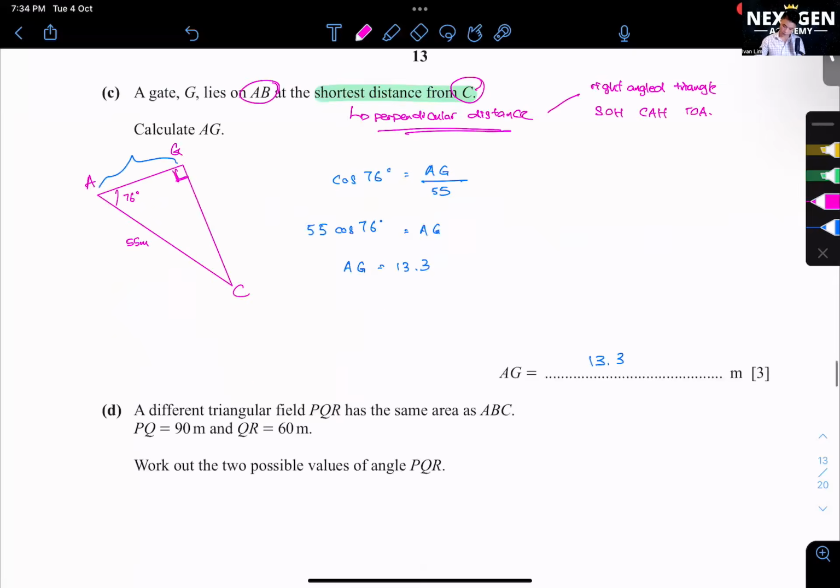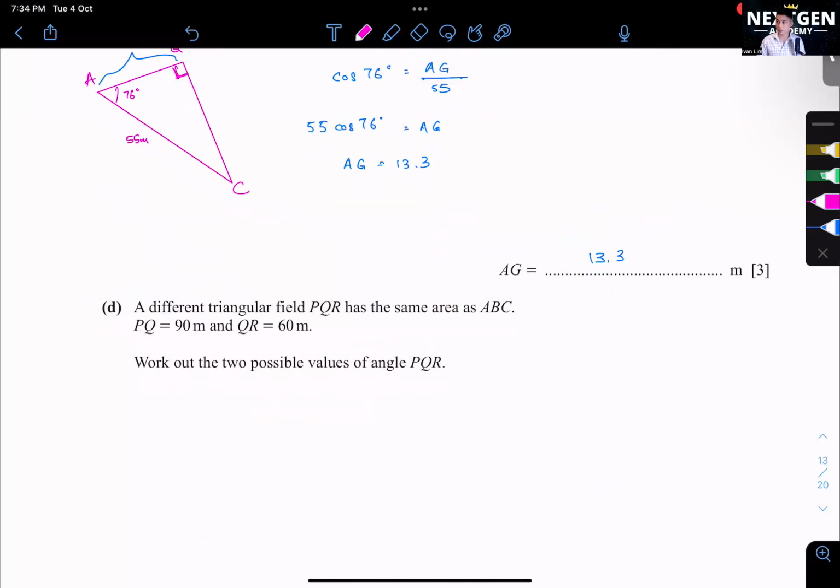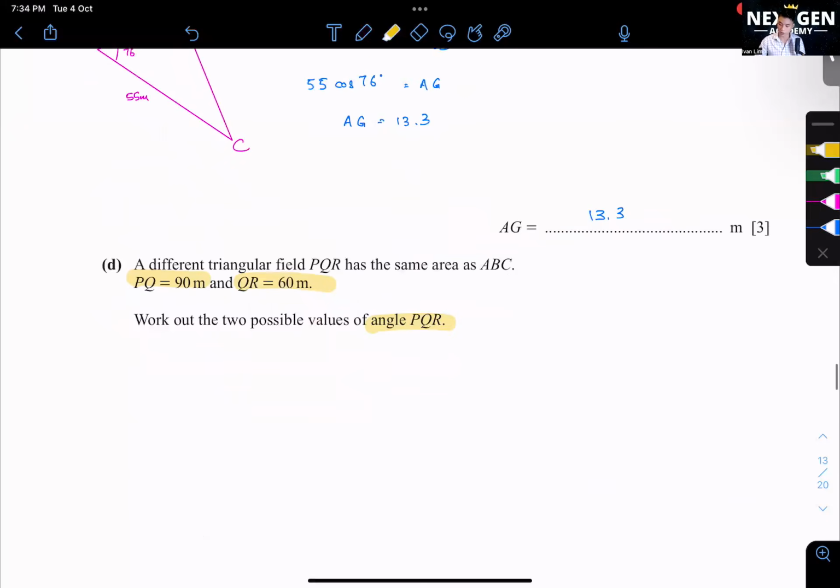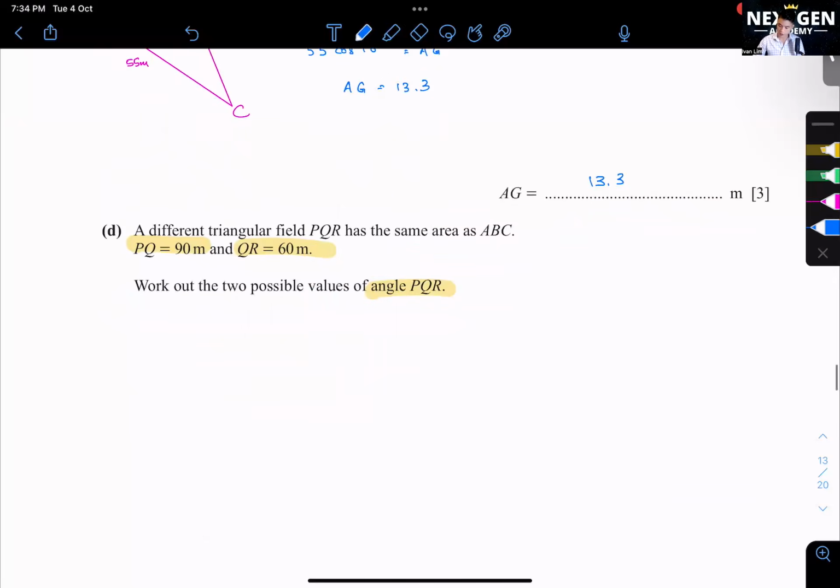Okay. All right. Question D. A different triangular field PQR has the same area as ABC. PQ equals 90 meter and QR equals 60 meter. Work out the two possible values of angle PQR. Okay, so you just draw it out. This triangle, we just roughly sketch it out. So you'll see I draw it here. PQR, 90 meter, 60 meter.